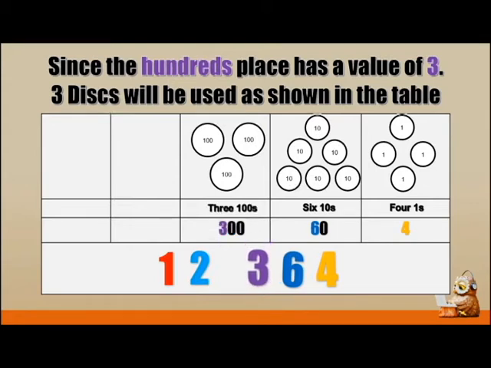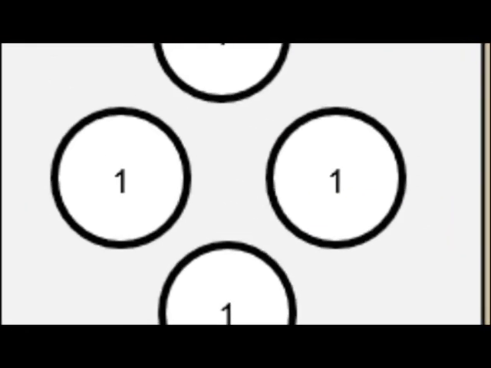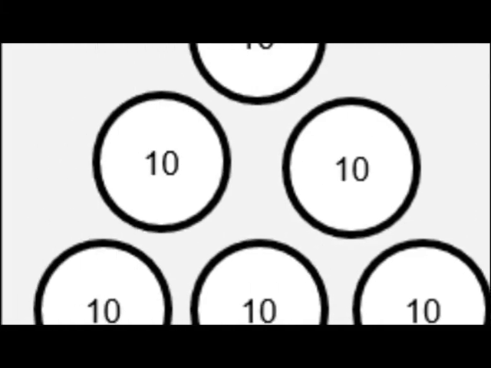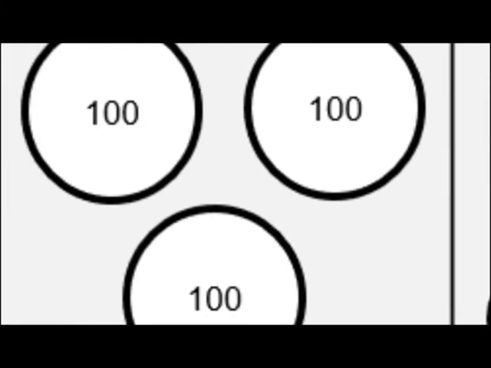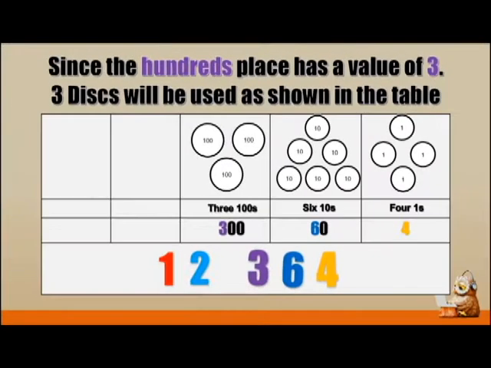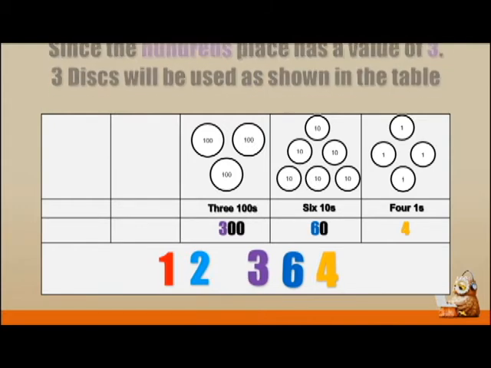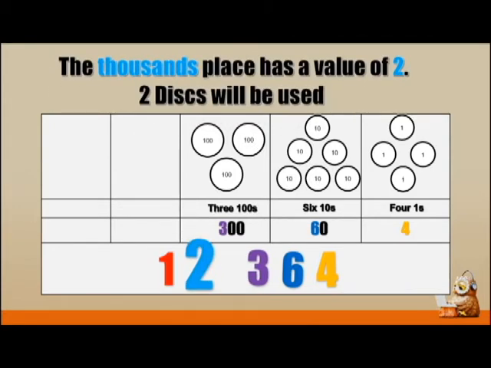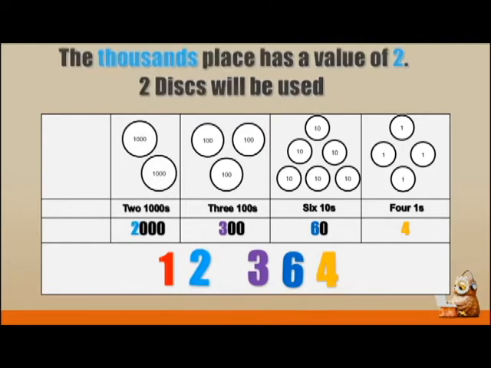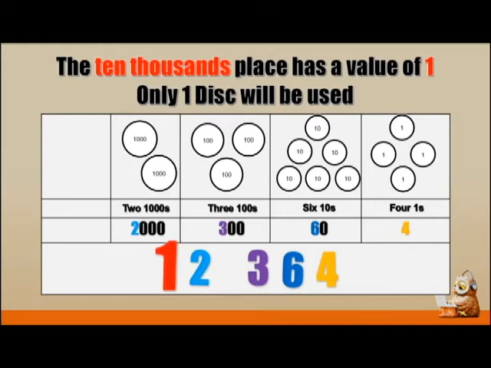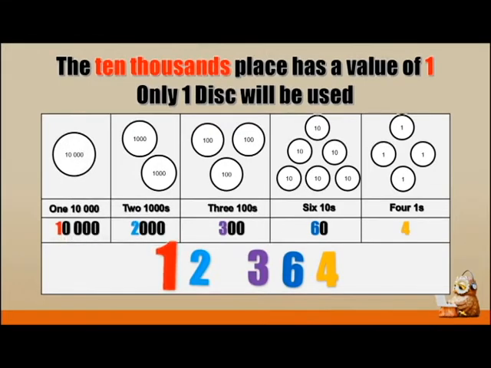Also notice that the marks on the discs are numbers that represent the place value. 1 for the ones place. 10 for the tens place. 100 for the hundreds place, and so on. Now let us continue. 2 is in the thousands place, therefore 2 discs will be used. And lastly, 1 is in the 10,000s place, therefore 1 disc will be used. Now, it will be easy for you to represent numbers using number discs.